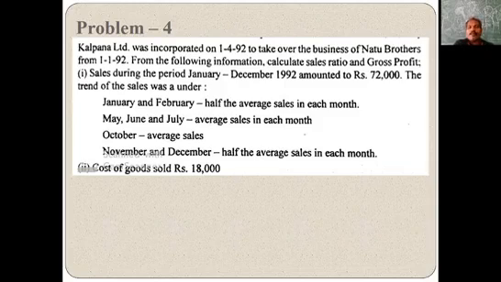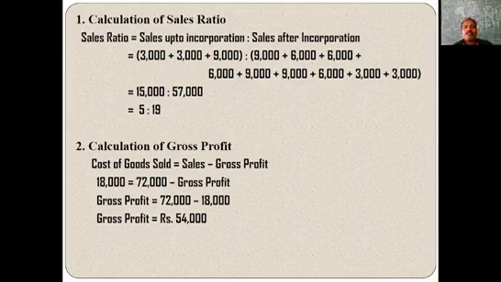So it looks like the previous problem. We should work out each and every category of sales. Then with the help of the different months' sales, we will find out the sales ratio, followed by calculating gross profit. First, calculation of sales ratio: sales ratio equals sales up to incorporation is to sales after incorporation. Leave some space.